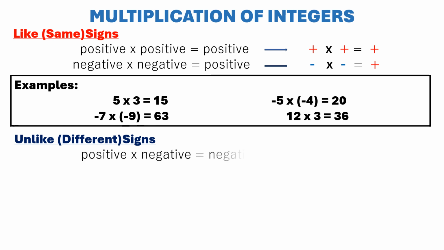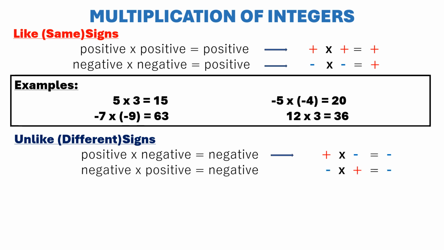These are the rules. Let's say you are going to multiply positive by negative. Positive times negative, the answer is negative. In symbols, we have positive times negative equals negative. Or if we have negative times positive, the answer is negative. In symbols, we have negative times positive, the answer is always negative. Here are the examples.